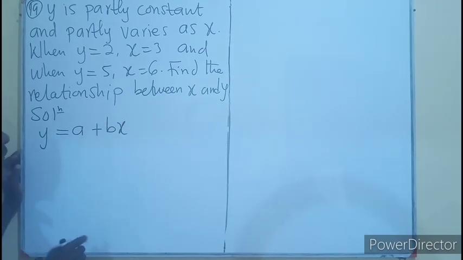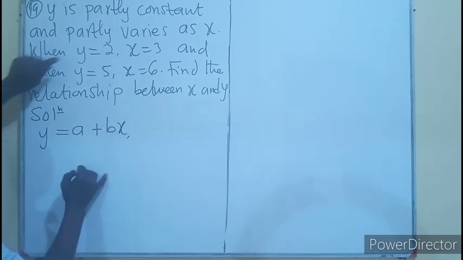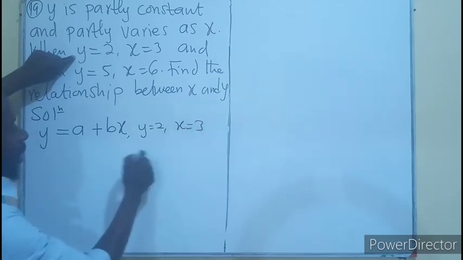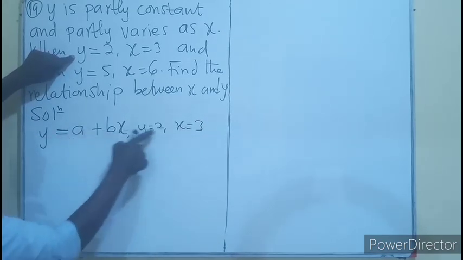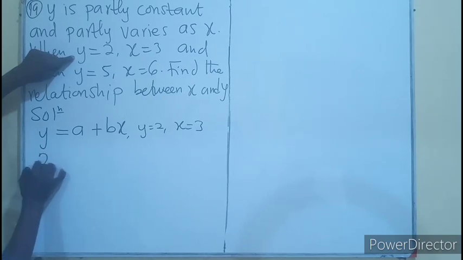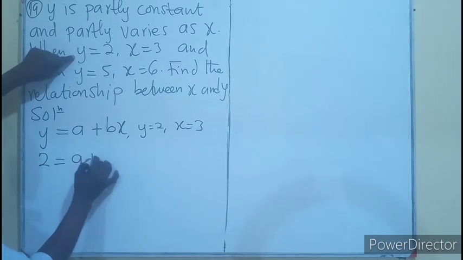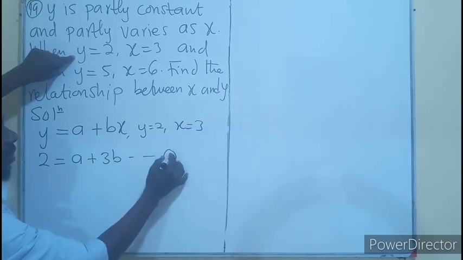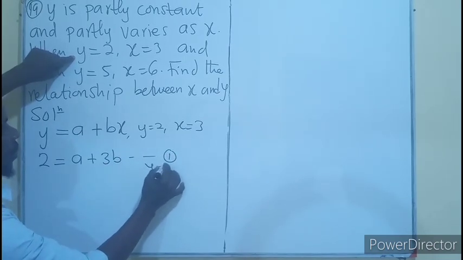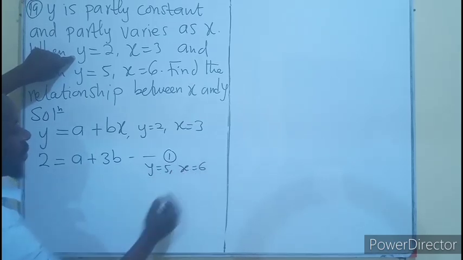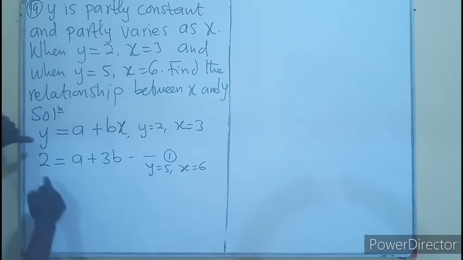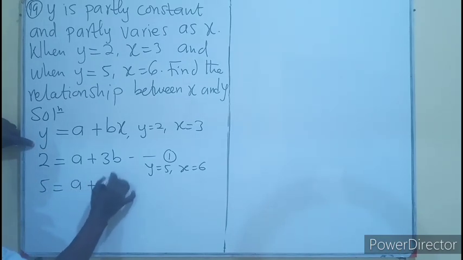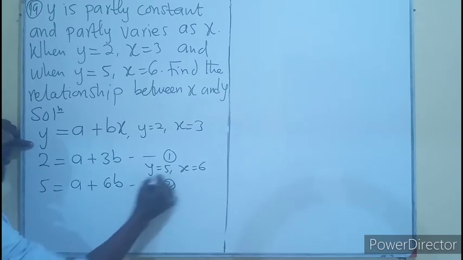We want to find them. Okay, so from here, when y is 2, x is going to be 3. So we replace the y and the x by their values. It means 2 will be equal to a plus 3b. That gives us the first equation. When y is 5, x is 6. So 5 is equal to a plus 6b. This becomes equation 2.